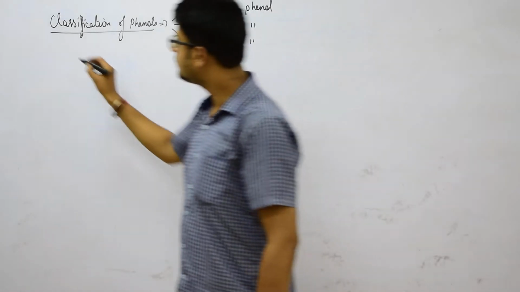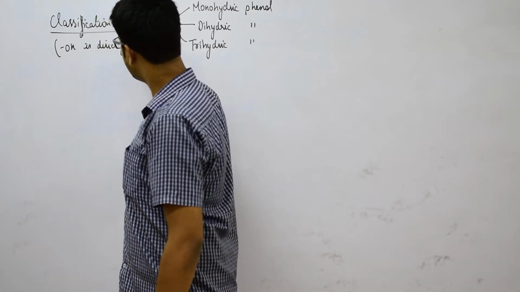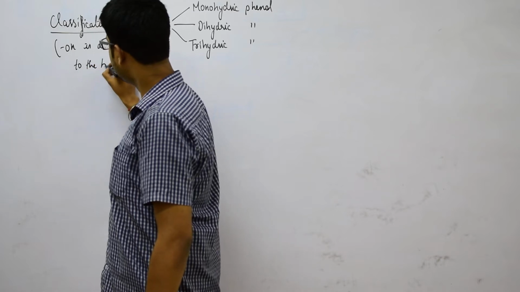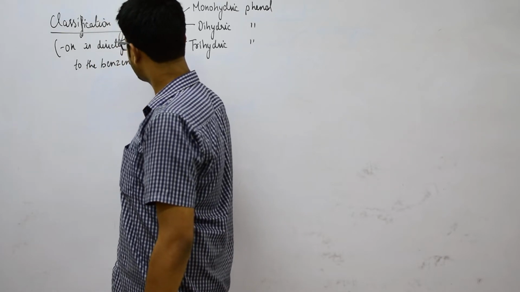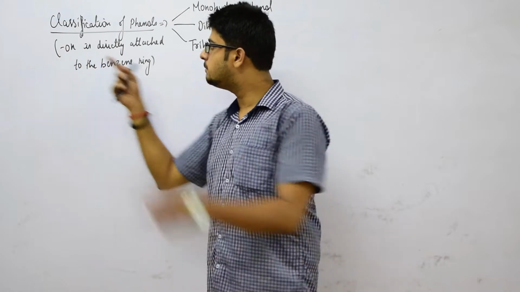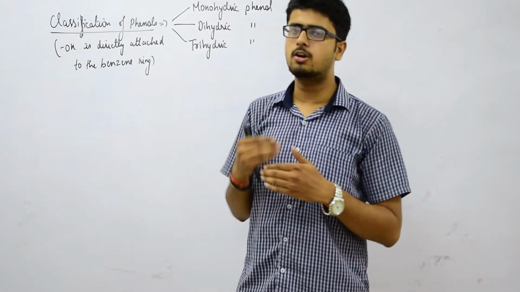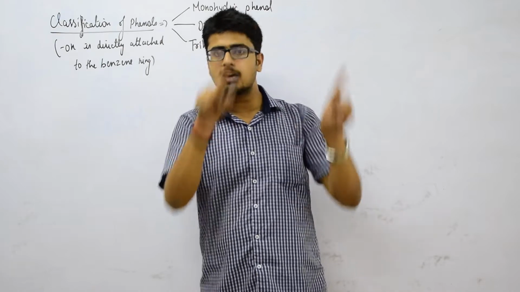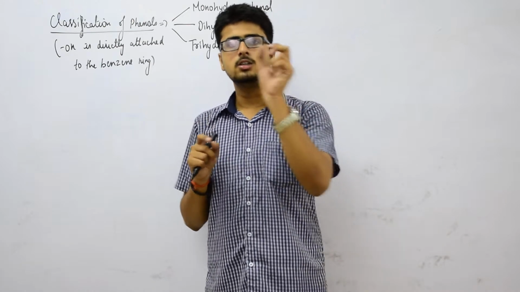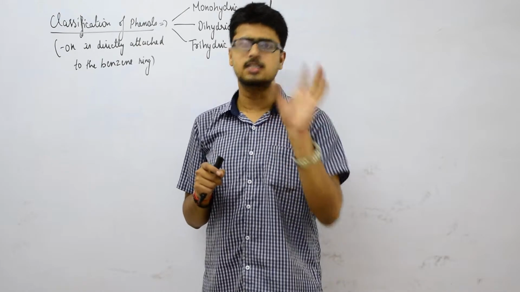And in case of phenol, the OH group is directly attached to the benzene ring. In all three cases, monohydric, dihydric and trihydric phenols, we will see that the OH group is directly attached to the benzene ring. So that is the most important difference between benzylic alcohol and phenol. In case of phenol, the OH group is directly attached to the benzene ring or aromatic system, but in case of benzylic alcohol, the OH group is attached in the side chain, which is attached to the benzene ring or aromatic system.